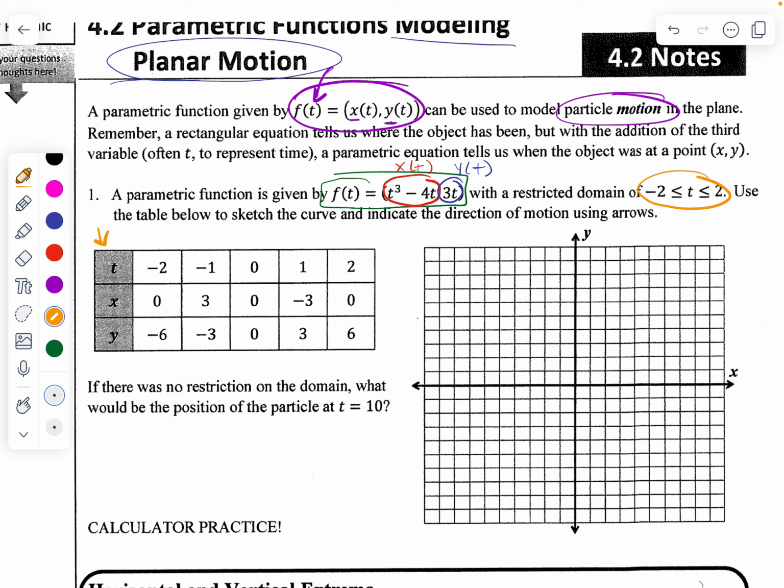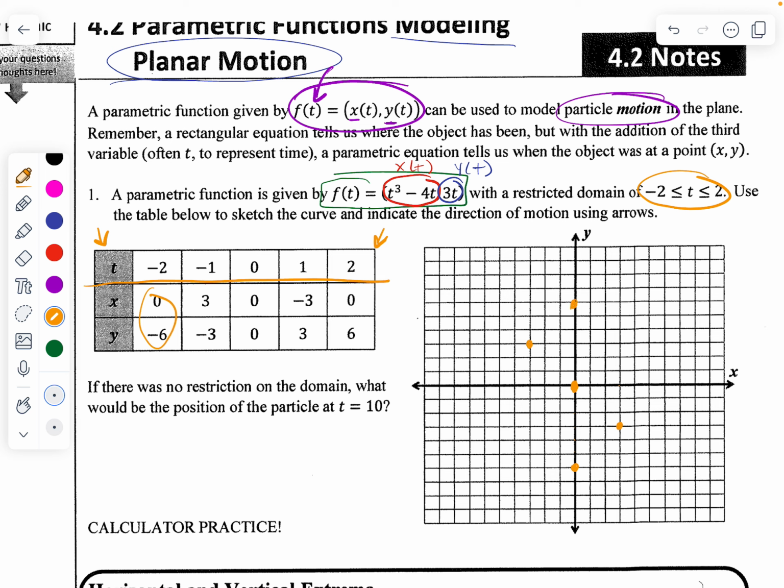We're going to use the table, which they've already laid out for us here, to sketch the graph below. So let's go ahead and just quickly sketch these points. We know that these points, x comma y, would be 0 comma -6. So that's 1, 2, 3, 4, 5, 6 on the y-axis, down here, negative. Then 3, -3 is next. Then 0, 0. Then -3, up 3. And then 0, 6.